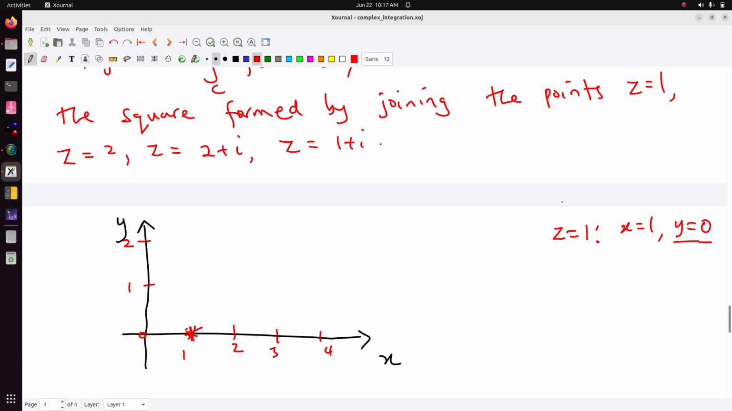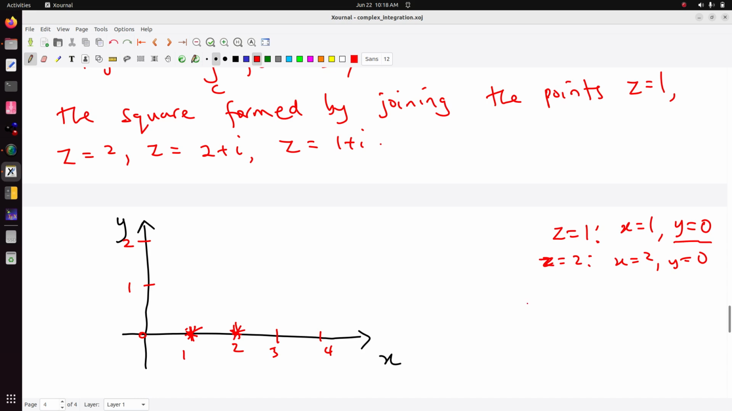Then the second point, z is 2. It means x is 2, y is what? 0. X is 2, y is still 0. This is the second point. So we can join the points. Let me use blue. I'll use blue later to join the points.